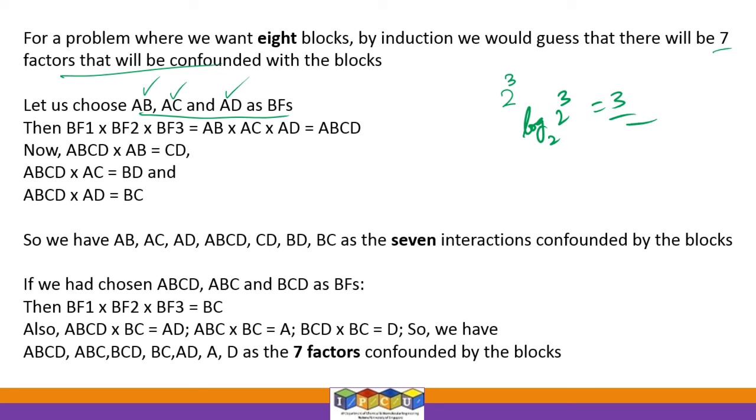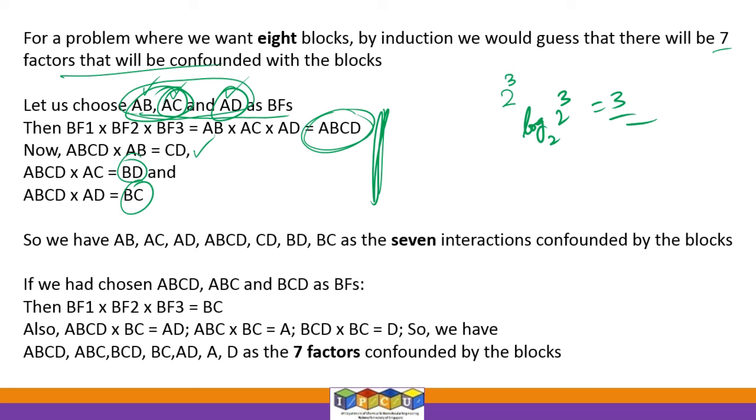Now these 3 will interact, as you have seen here. If you take these 3 and you multiply, you will get ABCD. If you take this ABCD and multiply it with AB, you will get CD. You can also get the same CD by taking AC and AD and multiplying. If you take AB and AC and multiply, you will get BC. And if you take AB and AD, you will get BD. So one way or the other, you can get these 4 extra blocking factors.